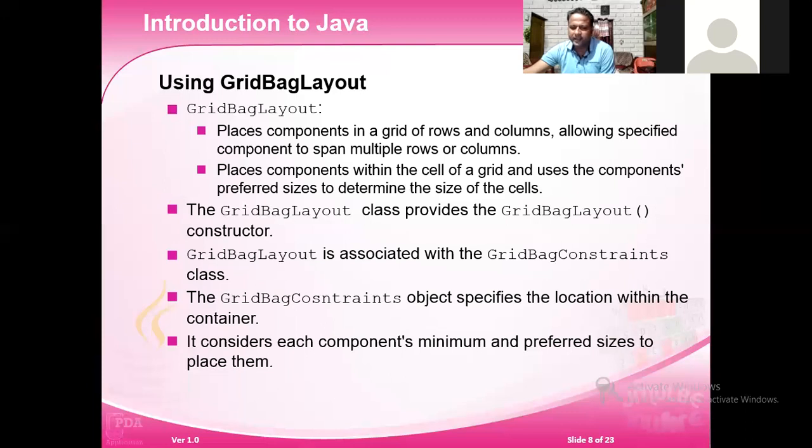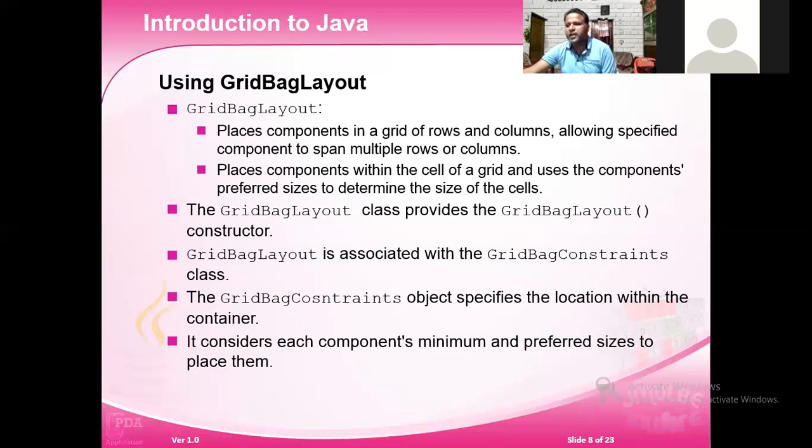It provides a grid bag layout constructor. Grid bag layout is associated with the grid bag constraint class. The grid bag constraint object specifies the location within the container where you have to place your component. It considers each component's minimum and preferred size to place them.